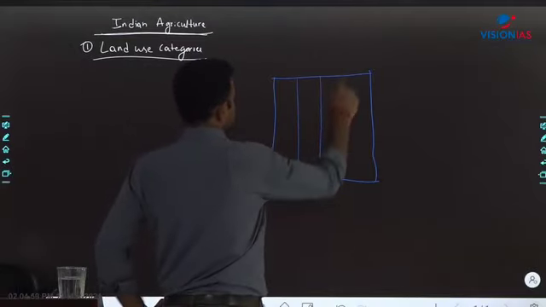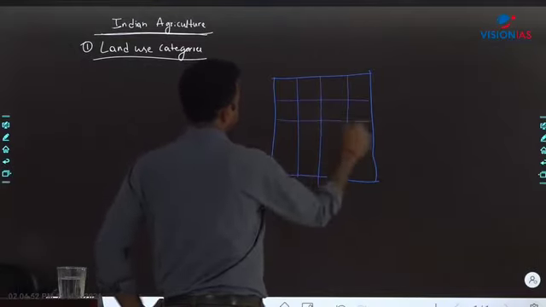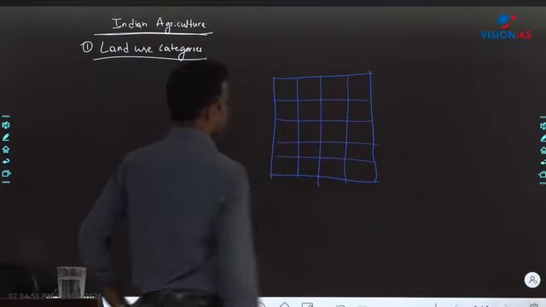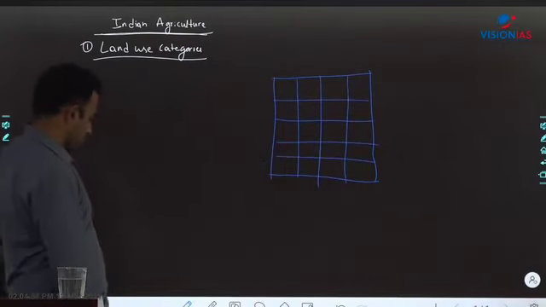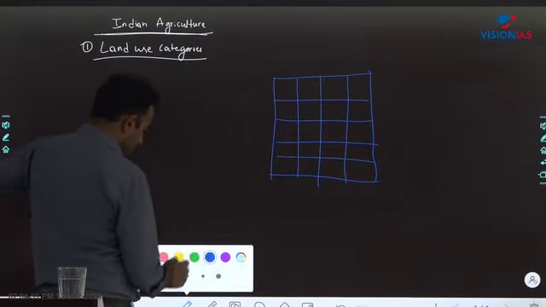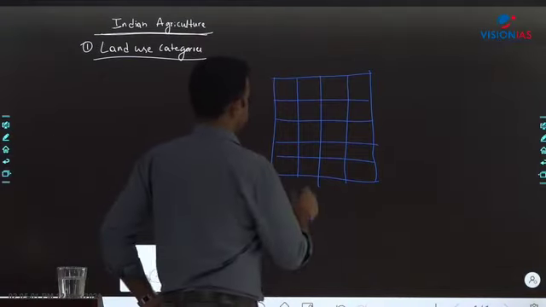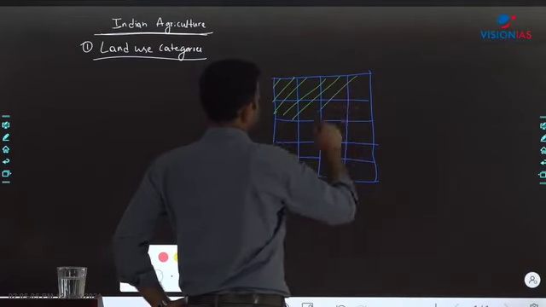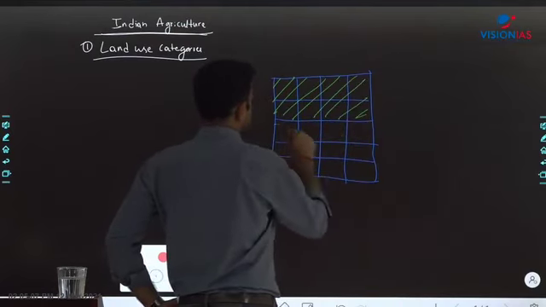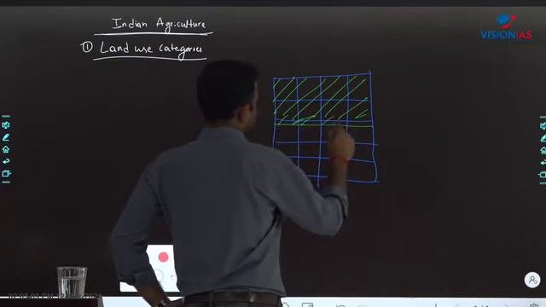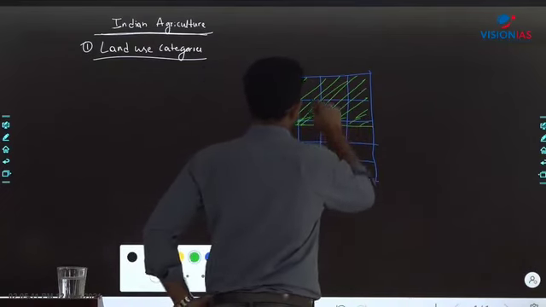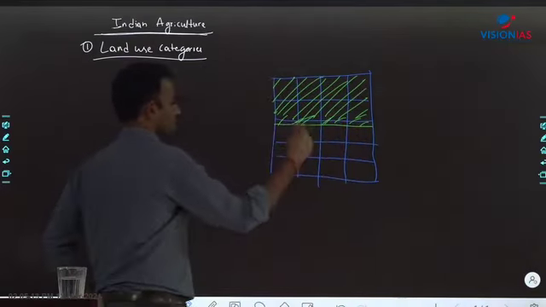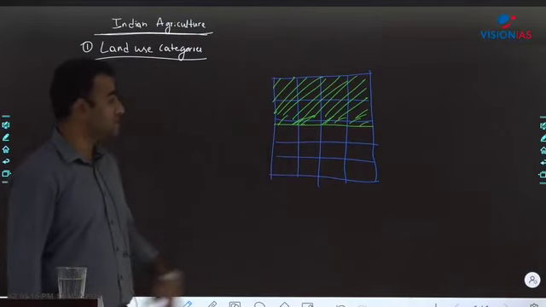This is the entire area of land. 100 acres hai mere paas. If I am doing agriculture in 50 acres of land, out of 100 acres I am doing agriculture in 50 acres, बाकी सारा I am not using it for agriculture. That means I am sowing here.